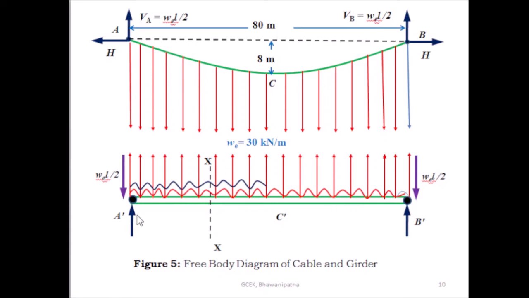You can find it by taking the moment about the other end. By taking the moment about the other end, you can find out the reaction at A dash. Similarly, by taking the moment about A dash, you can find out the reaction at the other end, RA dash and RB dash.